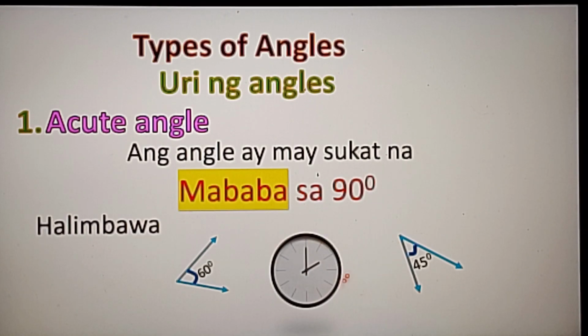Another example, in real life, the angle formed by the hands of the clock at 2 o'clock forms 60 degrees angle. These are examples of acute angles.